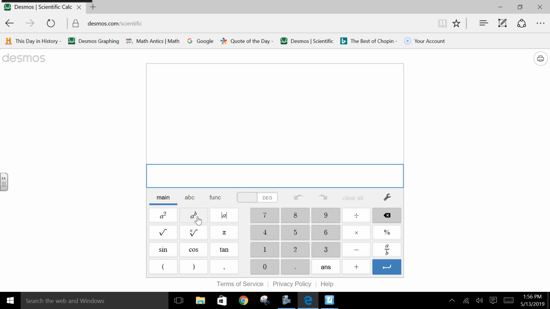So let's go and right. Watch this now. Go and hit 7, and then hit the a to the b power button, and then you're going to hit 7 again. Oops, wait up. Hit a to the b power. There we go. Go and put 7 to the 7th power. Let me see it on your screen. I get 823,543. So let me see your screen like that.